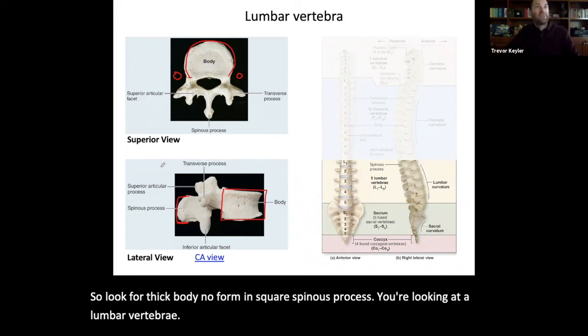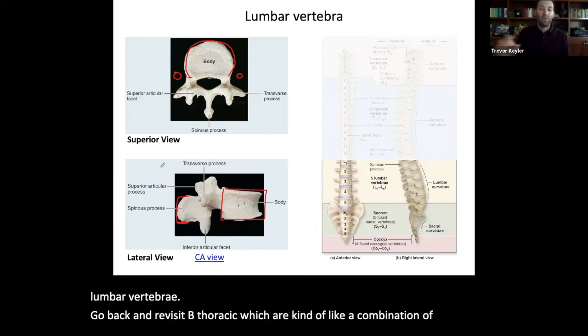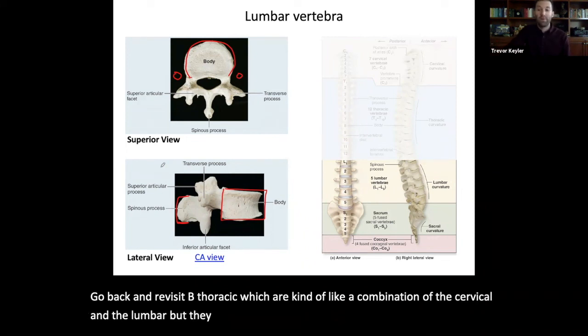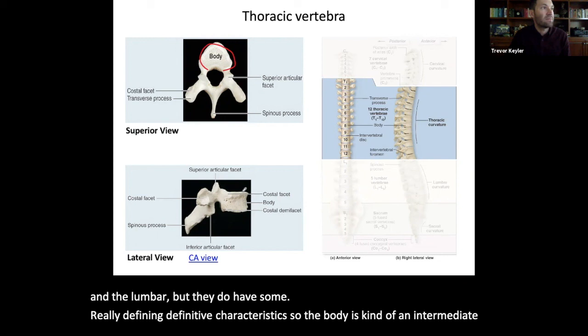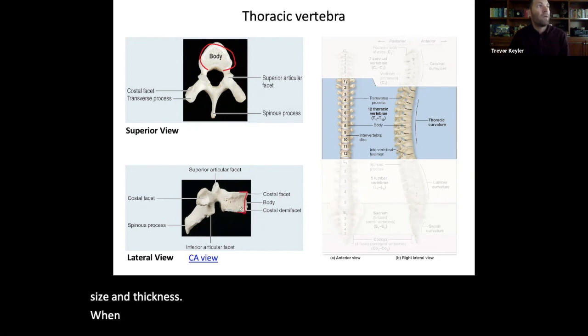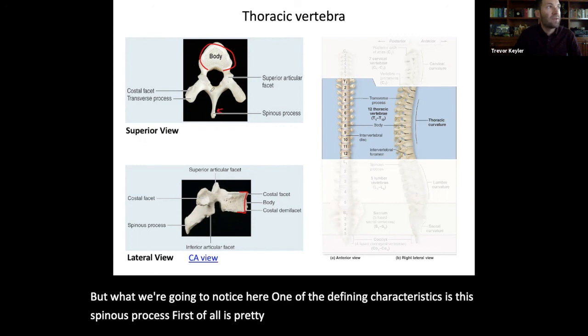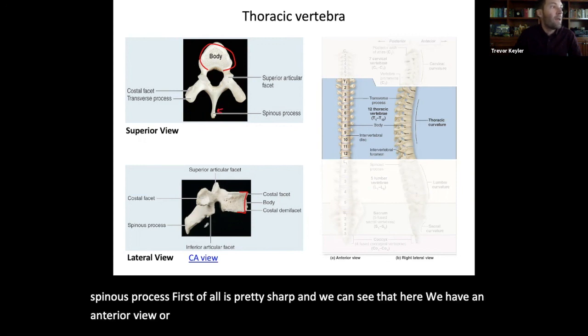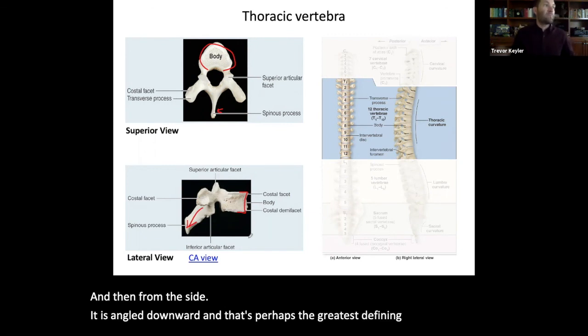Now we'll go back and revisit the thoracic, which are kind of like a combination of the cervical and the lumbar, but they do have some really definitive characteristics. So the body is an intermediate size and thickness when compared to cervical and lumbar. One of the defining characteristics is that the spinous process is pretty sharp. We can see that here in the superior view. And then from the side, it is angled downward. That's perhaps the greatest defining characteristic of the thoracic vertebrae.